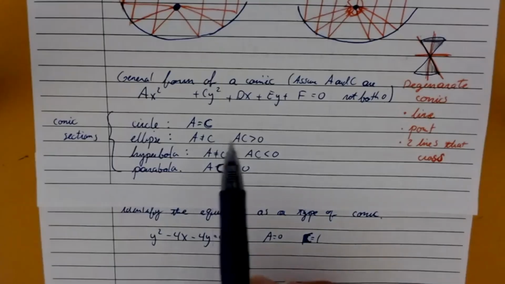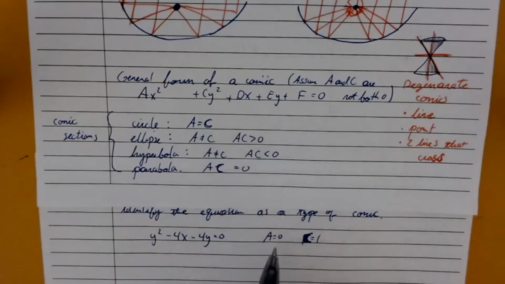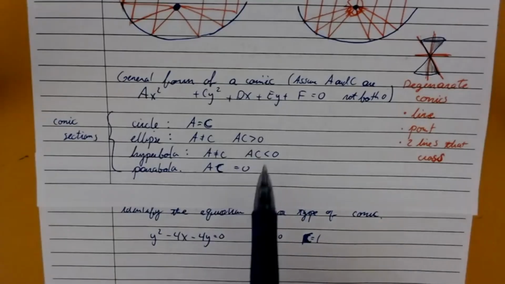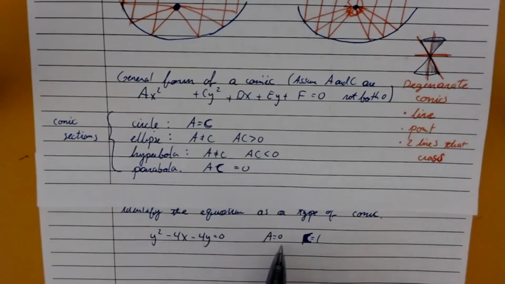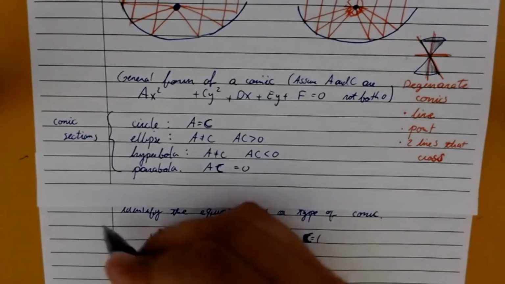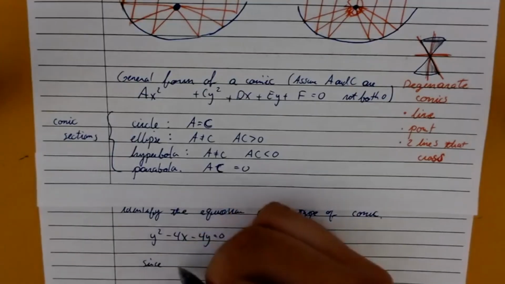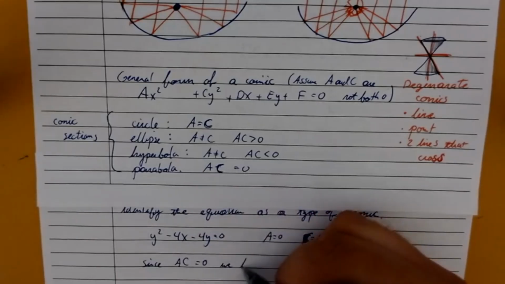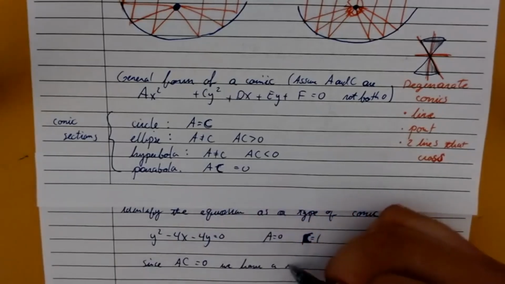All right, if you multiply them together, do you get something greater than 0? 0 times 1 is not greater than 0. Do you get something less than 0? No, 0 times 1 is not less than 0. Then the only other option is you get 0, which, yeah, 0 times 1, a times c, is equal to 0. So since ac equals 0, we have a parabola.